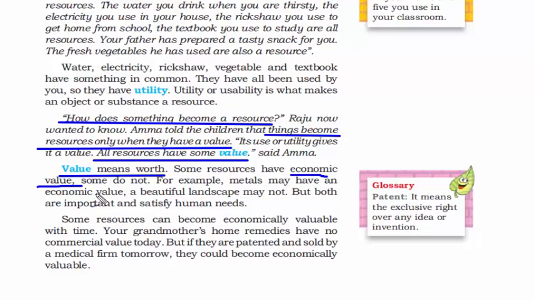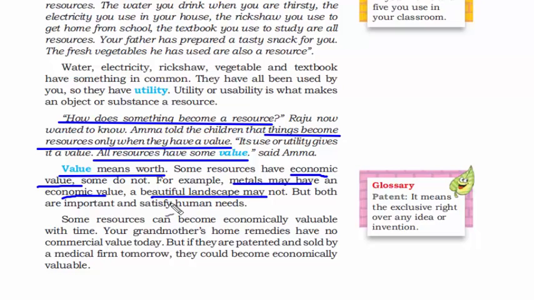Let's take a little smaller example. For example, metals may have an economic value, but a beautiful landscape may not. Metals like iron, aluminium, nickel have economic value. You don't get them for free. And the reason you don't get them for free is because you use these metals to make important things like machinery, buildings, pillars, cars, household stuff.